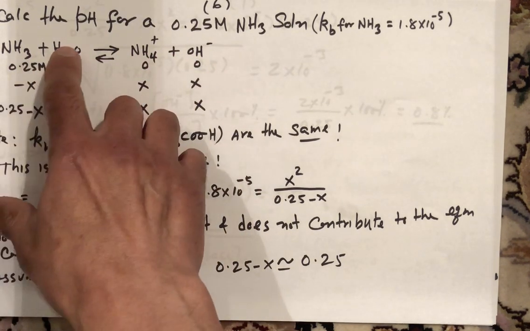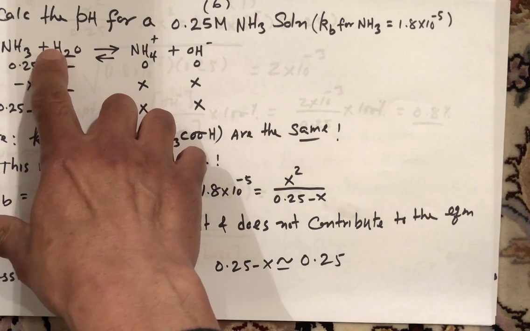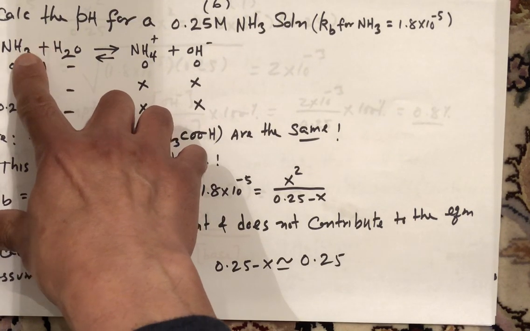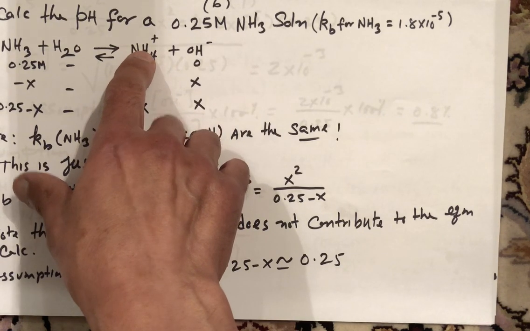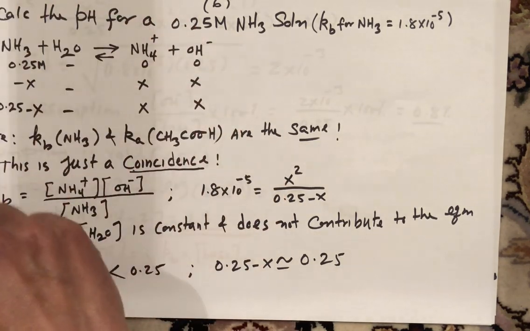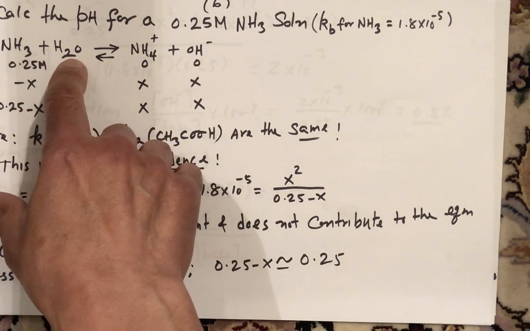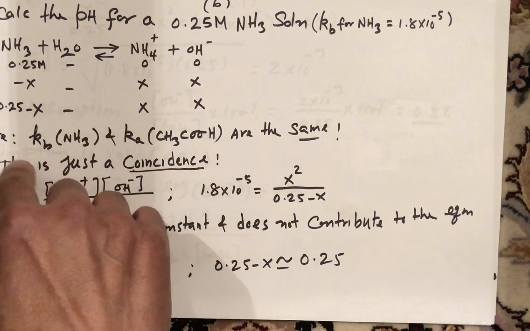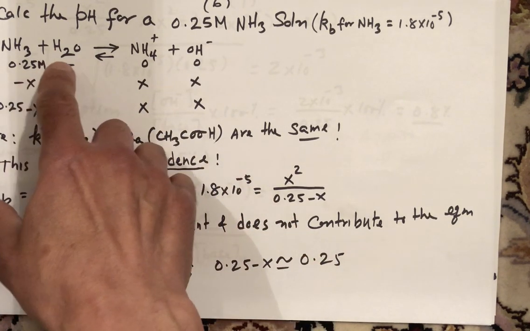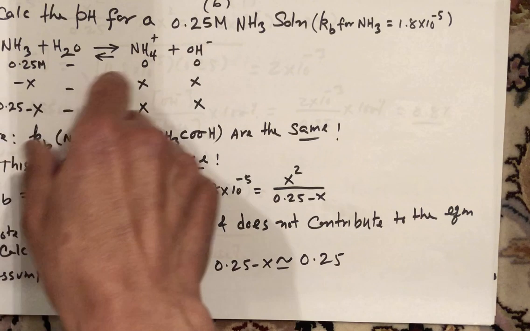But for the acid, we didn't have this water, okay? For the acid dissociation reaction, it was just the acid producing the negatively charged and the positively charged ion, okay? So for the base, we have to include the water, even though it doesn't contribute in the overall equilibrium calculation, but we still have to show it in the reaction.